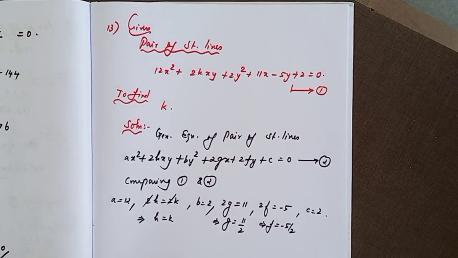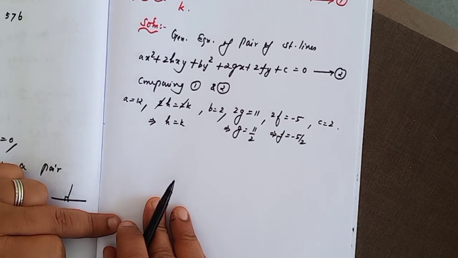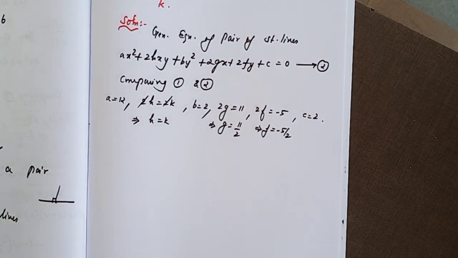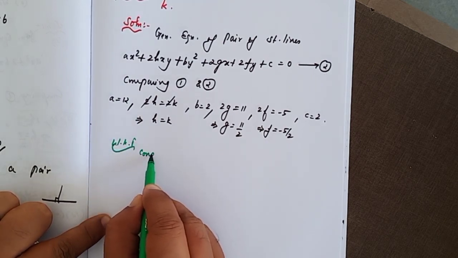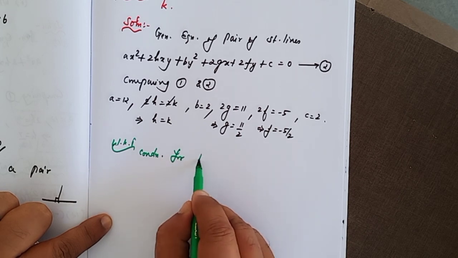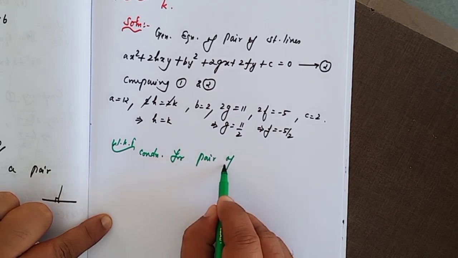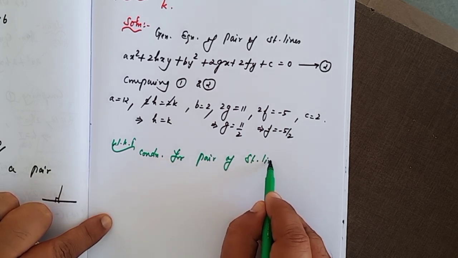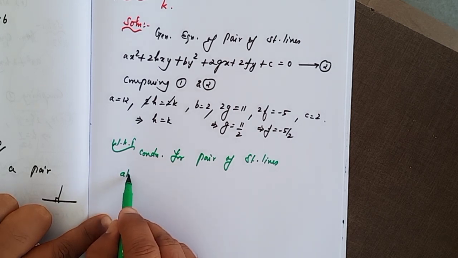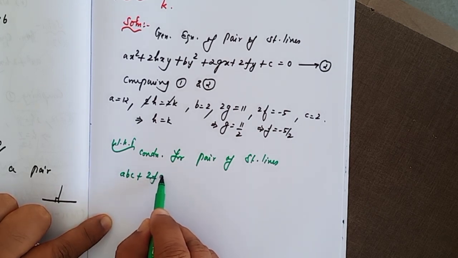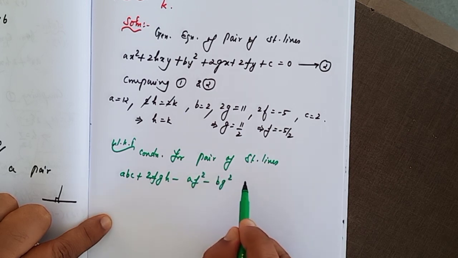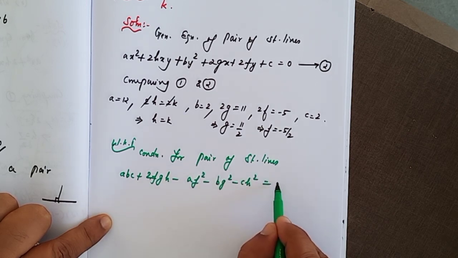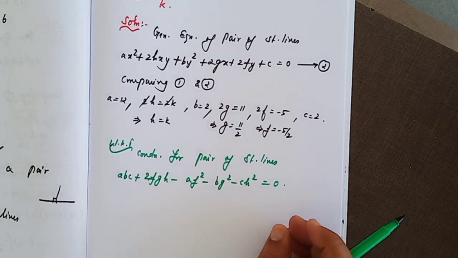Now we know the condition for the pair of straight lines. The condition for a pair of straight lines is abc plus 2fgh minus af squared minus bg squared minus ch squared, that is equal to 0.